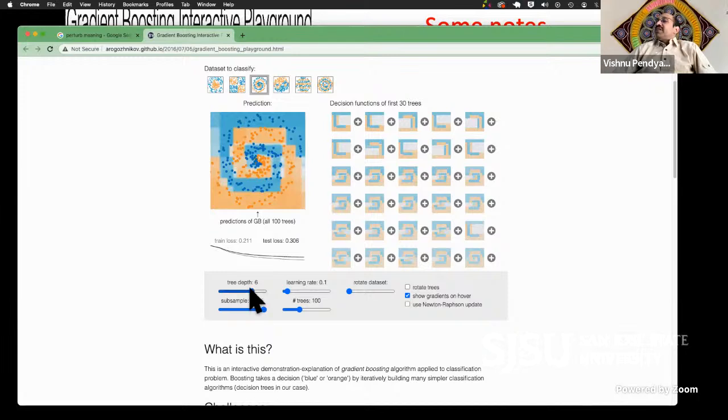If you increase the depth of the tree, 100 trees are also not sufficient, it looks like. Some regions are left out, right? And probably some misclassifications because of overfitting. No, not yet. Maybe this is not a good example for overfitting. But this is a very good visual example of how gradient boosting works.